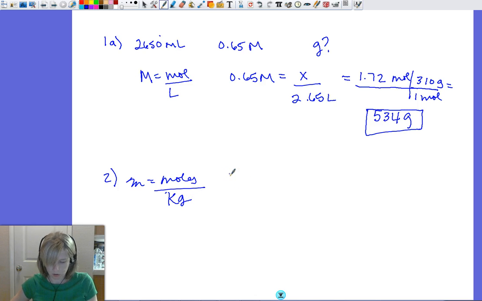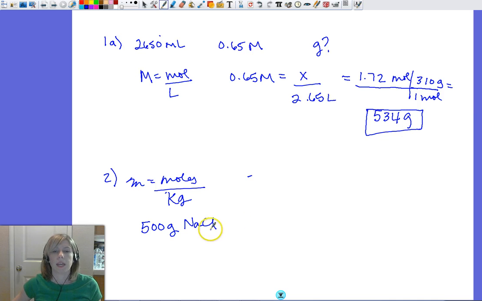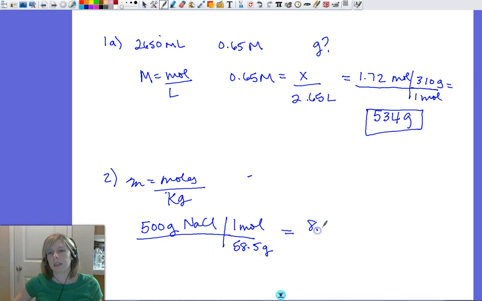And to find moles, I'm going to assume that there is 500, I'm going to solve it down here, 500 grams of NaCl. And I need to get moles of this. So 1 mole is 58.5 grams. Don't forget we round chlorine to 35.5. And that's going to give me 8.55 moles.